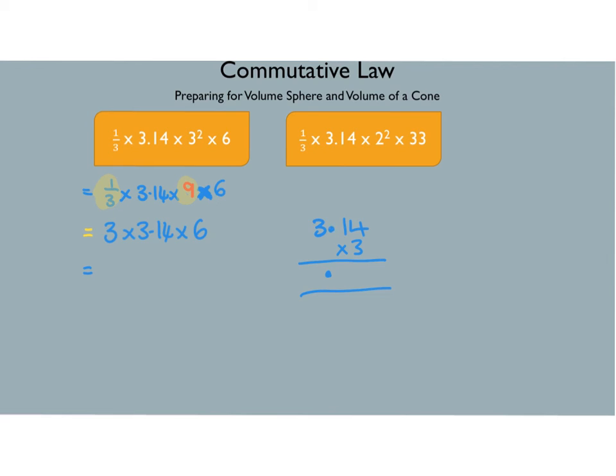Okay. So 3 4s make 12, 3 1s make 3, add a 1 makes 4, 3 3s make 9. So the answer to this bit here is 9.42, and I still need to multiply that by 6. Okay, so 6 times 2 is 12, 6 times 4, 24, add the 1, 25, 6 times 9 is 54, add the 2 is 56. Okay. Right, so that's that first one done.